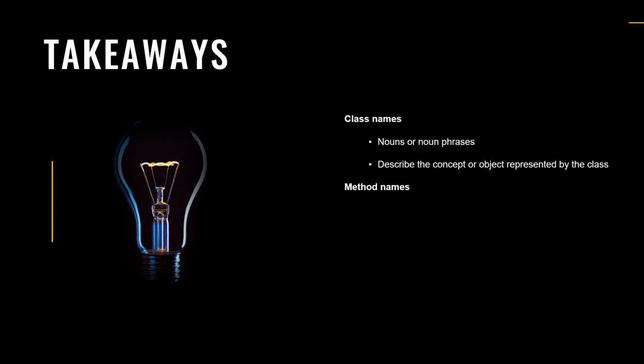Now let's get to the takeaways. Here's what you should remember from the last module and apply in practice to write better code. Class names should be nouns or noun phrases that describe the concept or object represented by the class. Method names should be verbs or verb phrases that describe the action performed by the method.